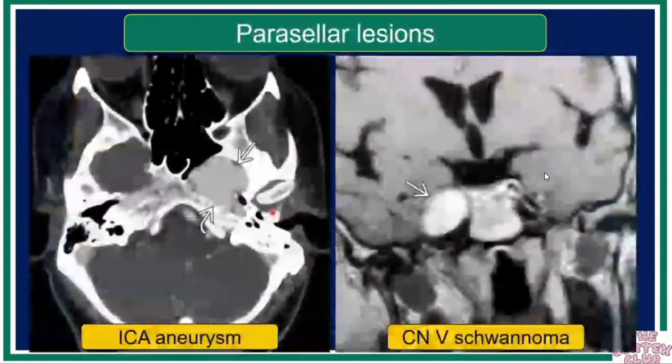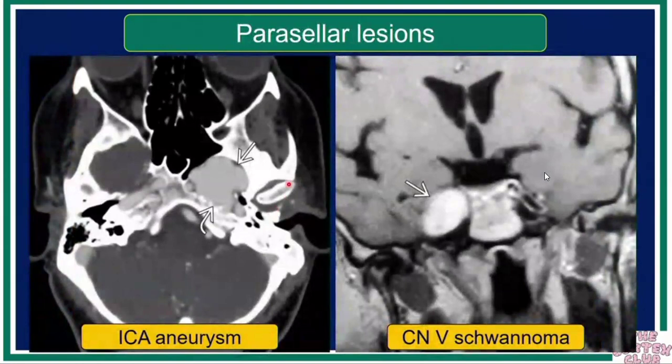And this is how these structures can have lesions that extend into the sella. So here is an aneurysm of the internal carotid artery that is in the parasellar region. It can, of course, sometimes extend into the sella. There can be a bony remodeling of the lateral wall of the sella, and sometimes these can mimic sellar lesions.